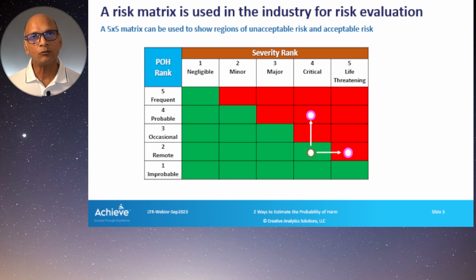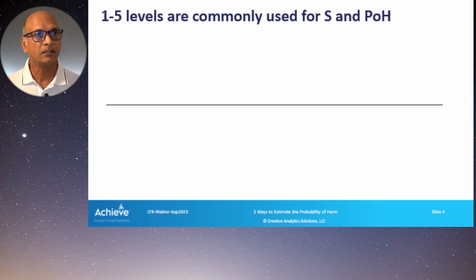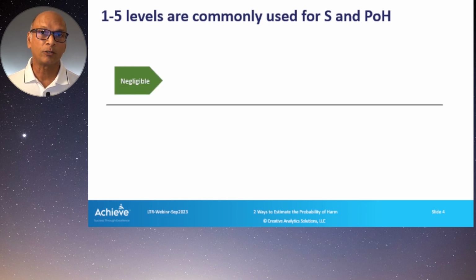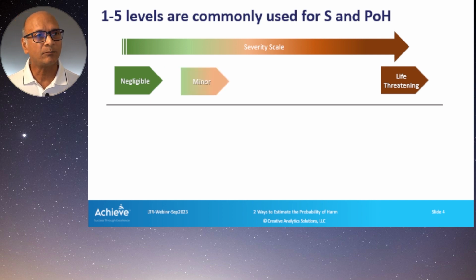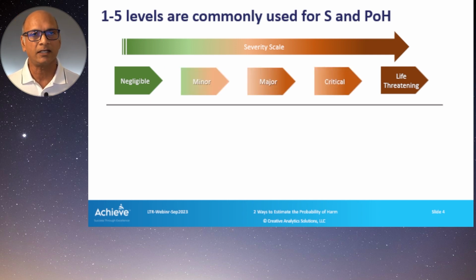So if we have a good way of analyzing the data in the post-market phase, either on a severity scale or on a probability scale, then we can immediately see if a certain risk has gone to the red zone or not, and we can take some action. And this is the context. Generally speaking, 1 to 5 levels are commonly used for both severity and probability of harm. For severity, you might have a scale going from 1 to 5 with negligible on one end and life-threatening on the other end. In between, you can fill that up with minor, major, and critical.